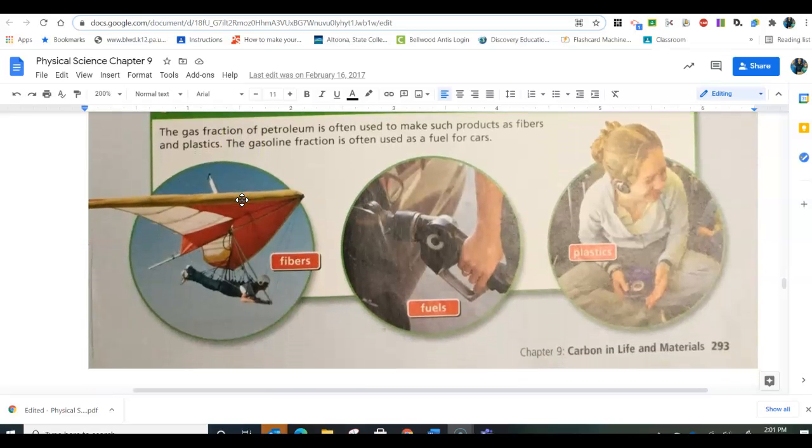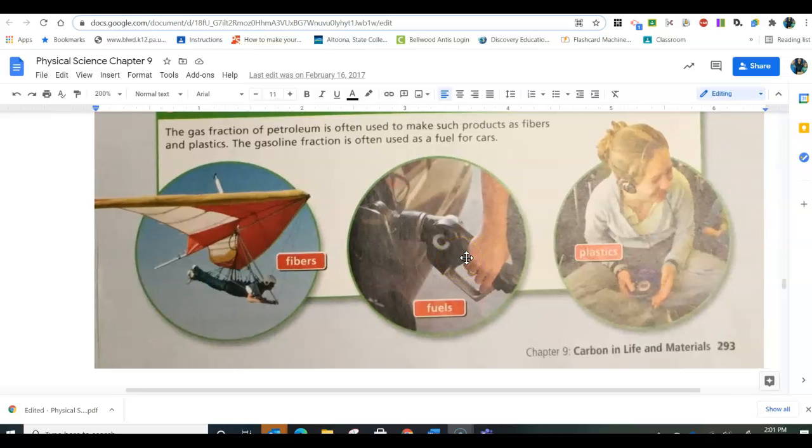A lot of the things we use today, this is nylon. Used to use silk for a lot of things. Now we use nylon. Plastics are in everything and in the fuels that we run our cars and diesel trucks with.